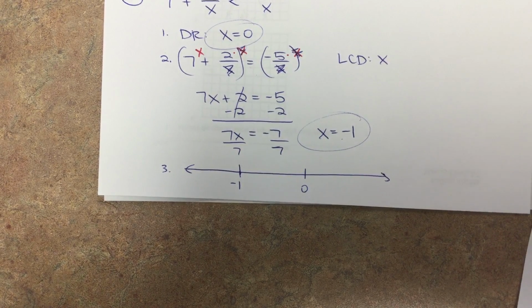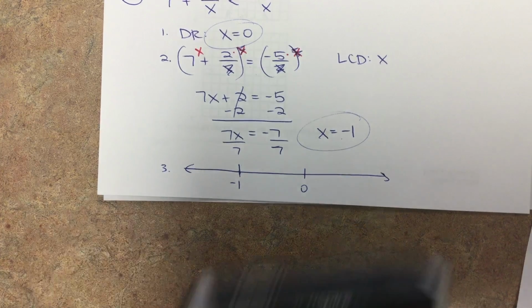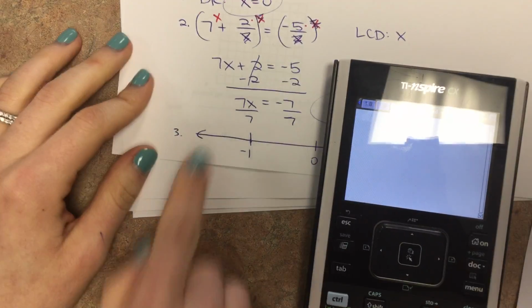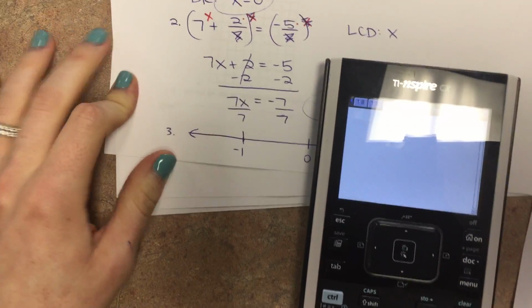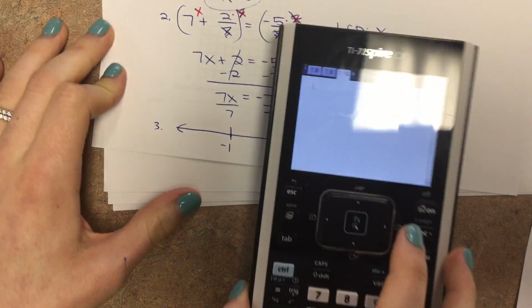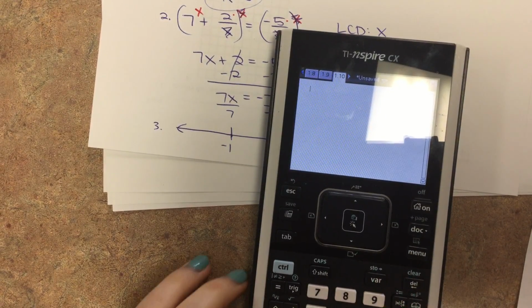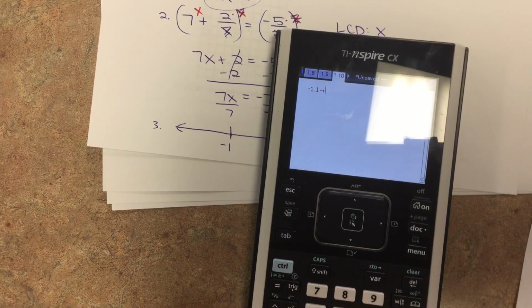I'm going to show you how to work this. So we are going to take whatever value we want. So any number right about here, some number smaller than negative 1. Negative 1.1. Beautiful. Store that in.